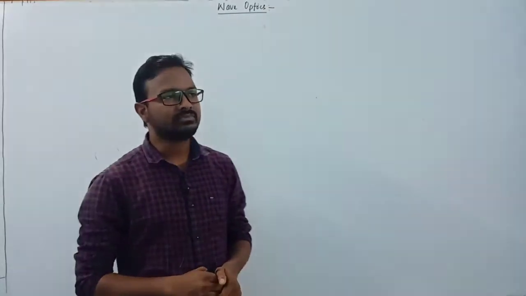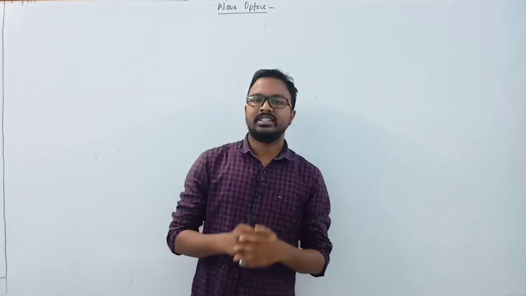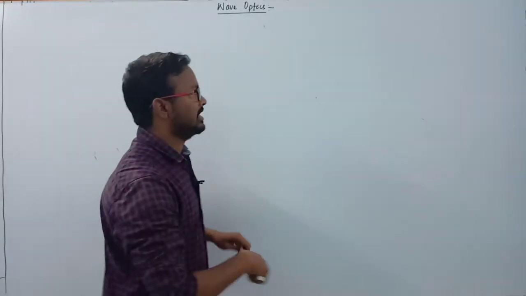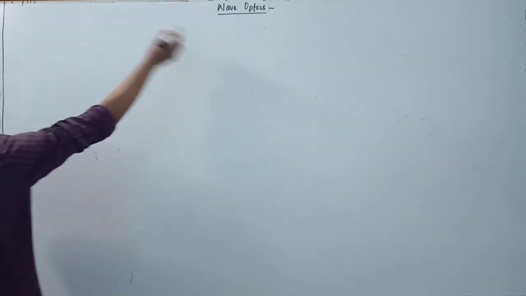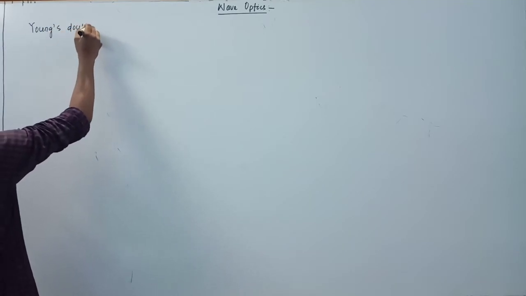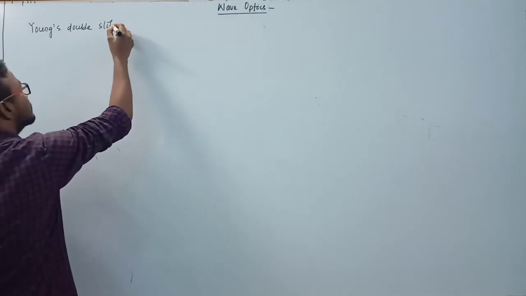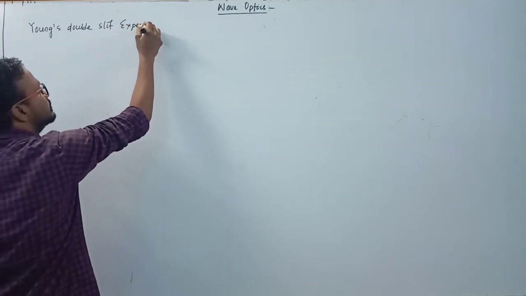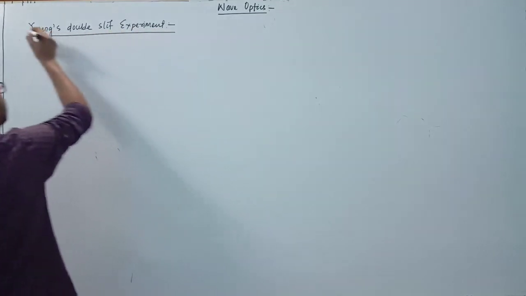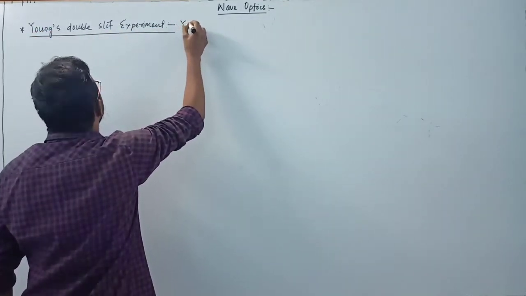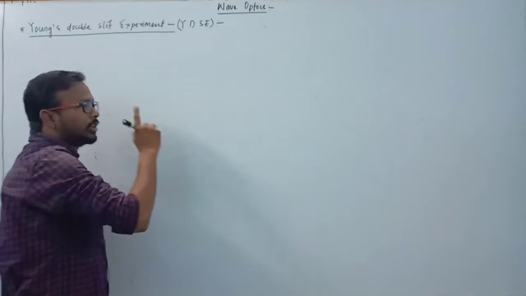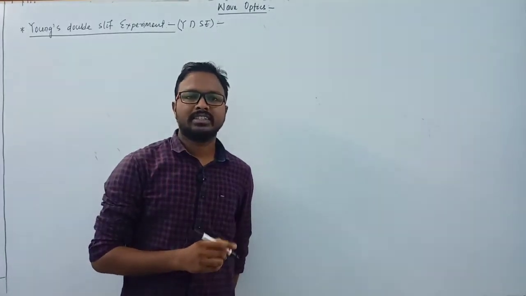So now let's start. Another important characteristic which shows the wave nature of light is known as Young's double slit experiment. This is an important long question for your council examination. Young's double slit experiment, or in short form you can write YDSE. And according to this experiment, the nature of light is a wave.